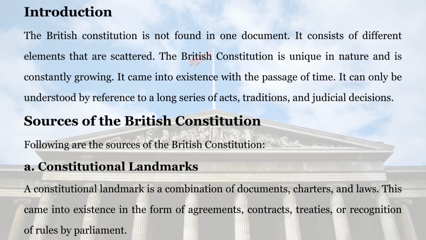Sources of the British Constitution. Following are the sources of the British Constitution. A. Constitutional landmarks. A constitutional landmark is a combination of documents, charters, and laws. This came into existence in the form of agreements, contracts, treaties, or recognition of rules by Parliament.